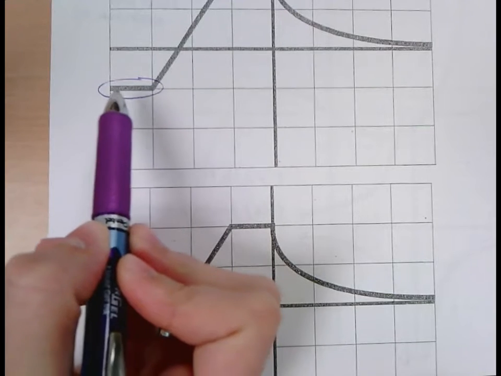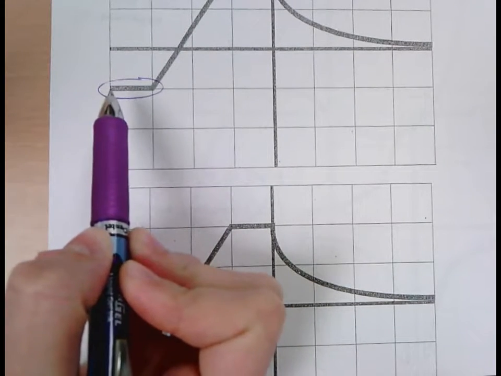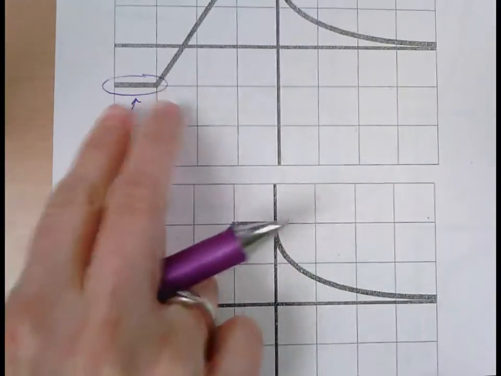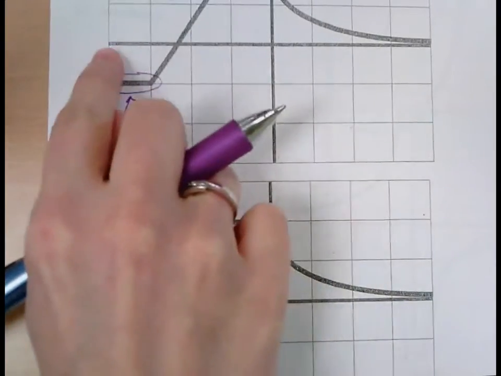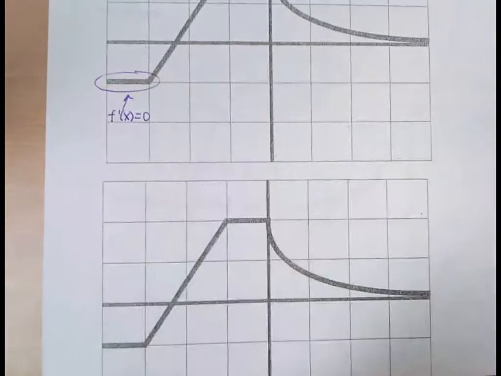So first of all, if this piece is horizontal, yes, that means for this entire piece, from the x values -4 to -3, f prime of x will equal 0 because that piece of the function f is horizontal.